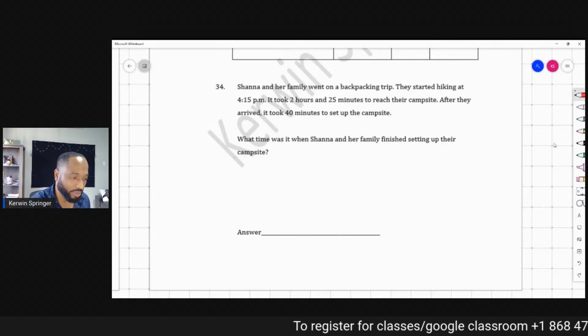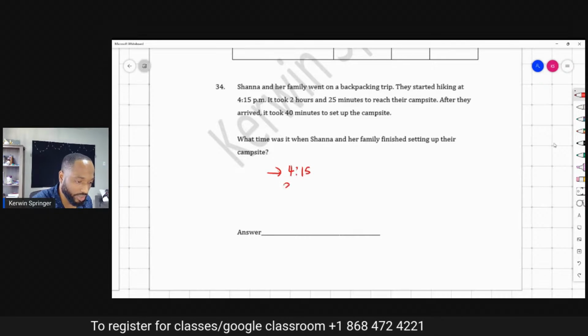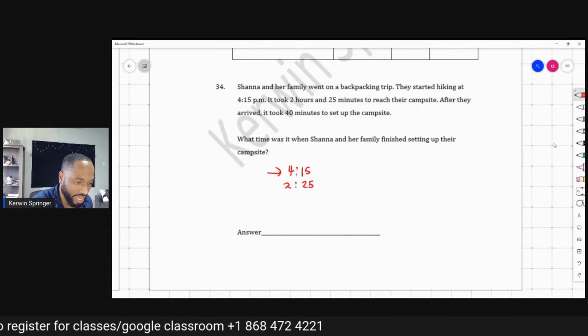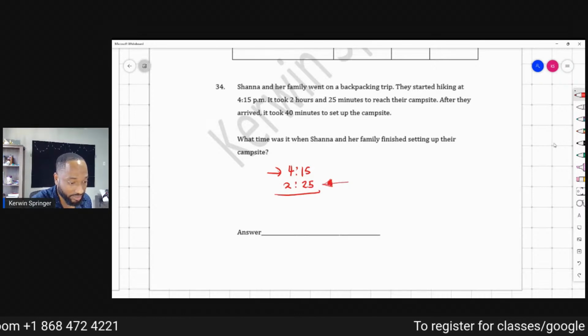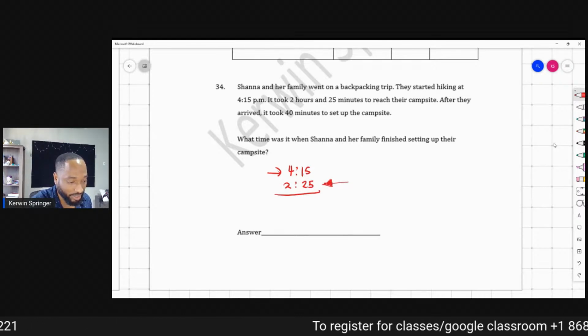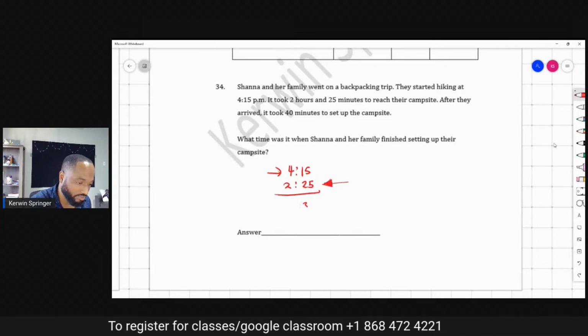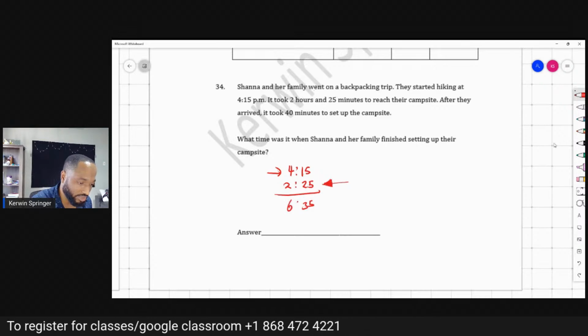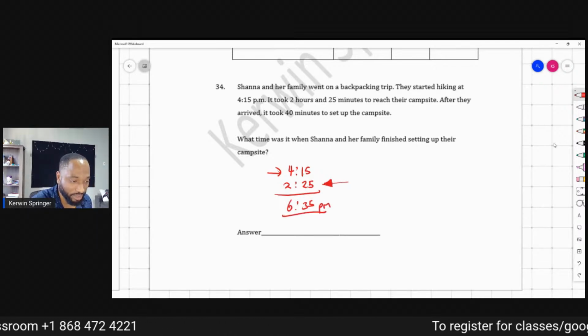Okay, let me take this from the top. Started off at 4:15. It took 2 hours and 25 minutes, so I might as well just add. They hiked for 2 hours and 25 minutes. 25 and 15 is 35, and 6:35. 6:35 in, so mosquitoes biting them and them thinking of putting up a campsite here.